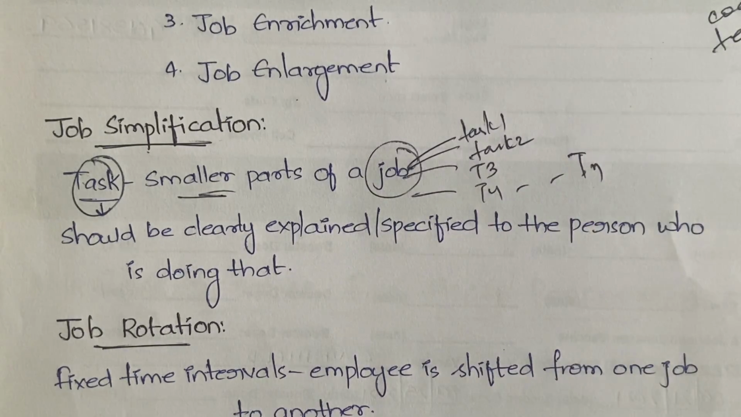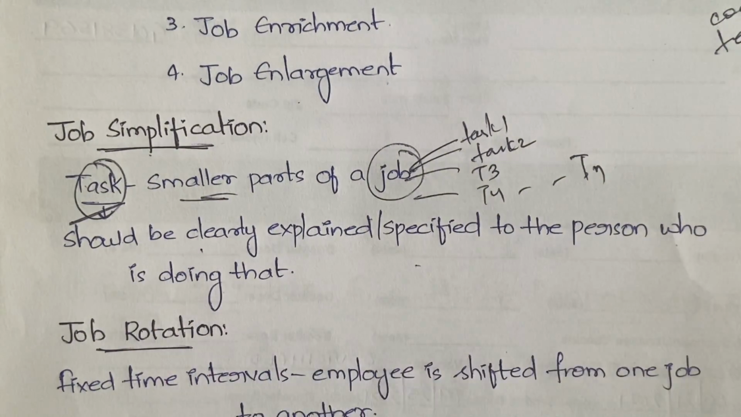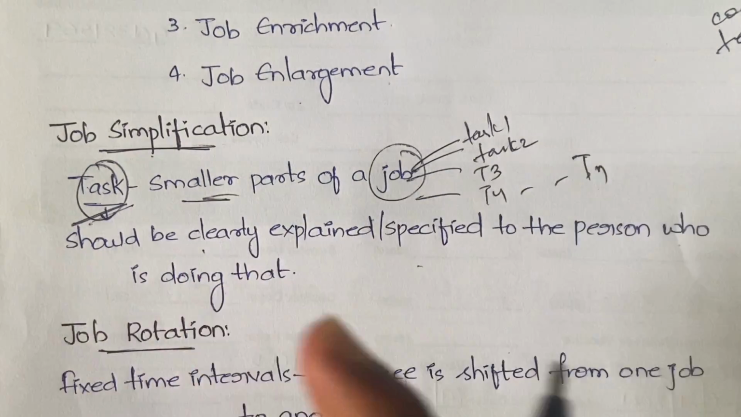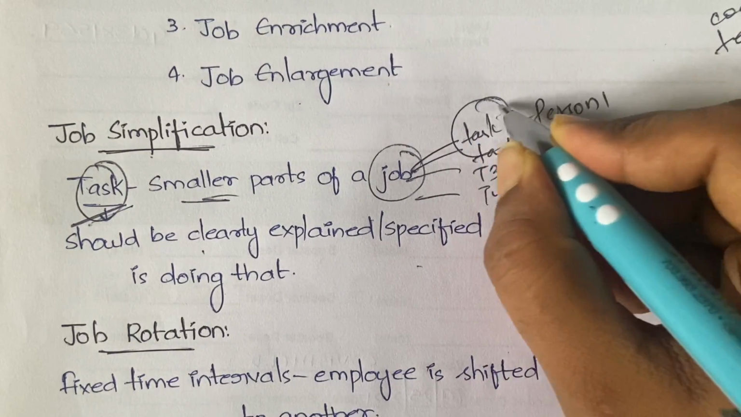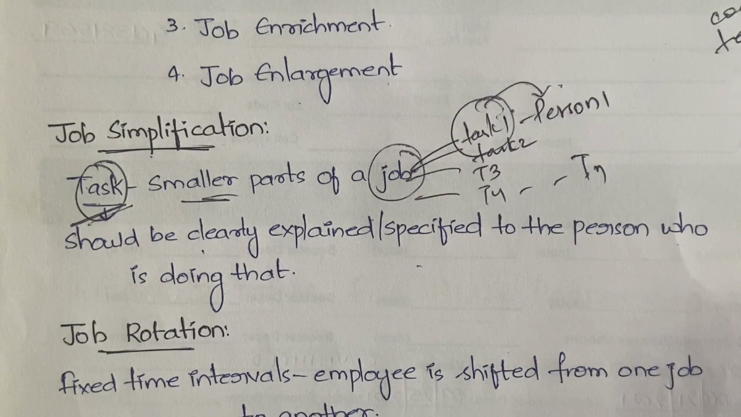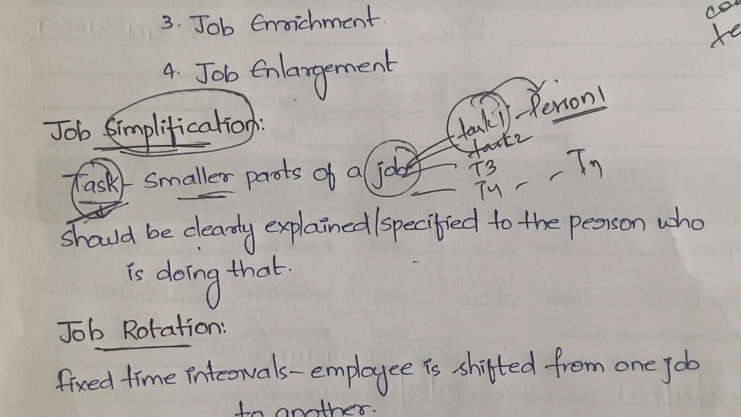Okay, so each smaller part of a job is called a task, and these tasks should be clearly explained to the person who is doing that. It is not like the complete job will be done by one person, right? So a job will be broken into subparts and each subpart will be assigned to different people. Here each subpart means what? Task. Okay, and whoever is doing that particular task, if task 1 is being done by person 1, then task 1 has to be clearly specified. It has to be in a simplified way to the person who is doing the task. Okay, that's all about job simplification.